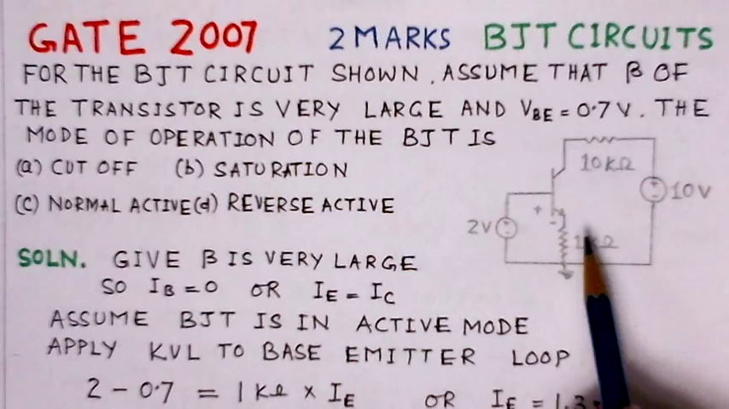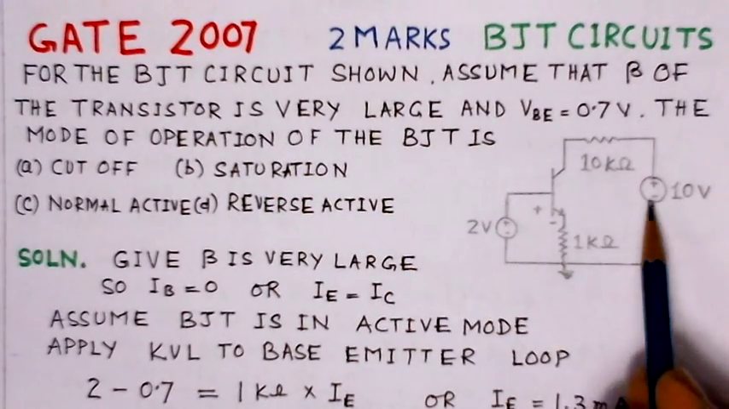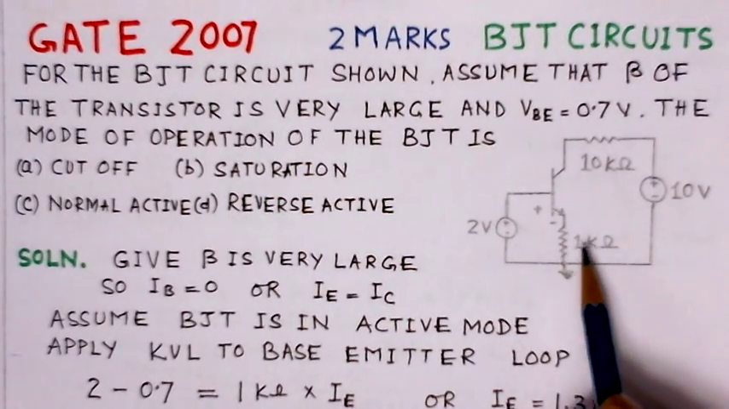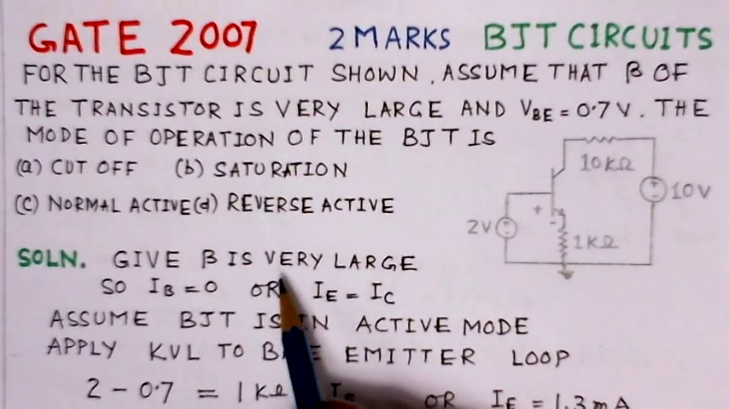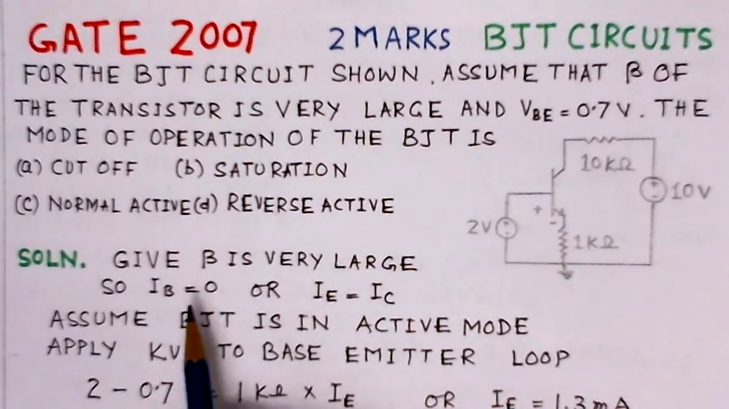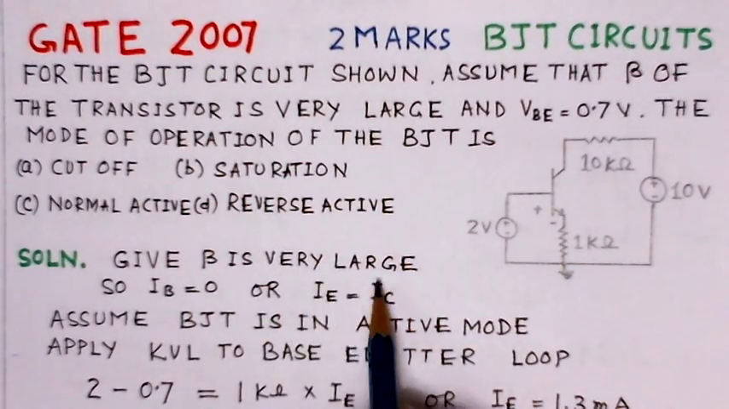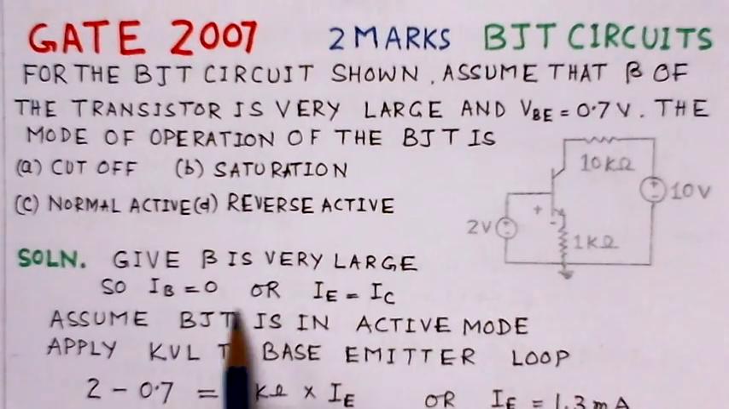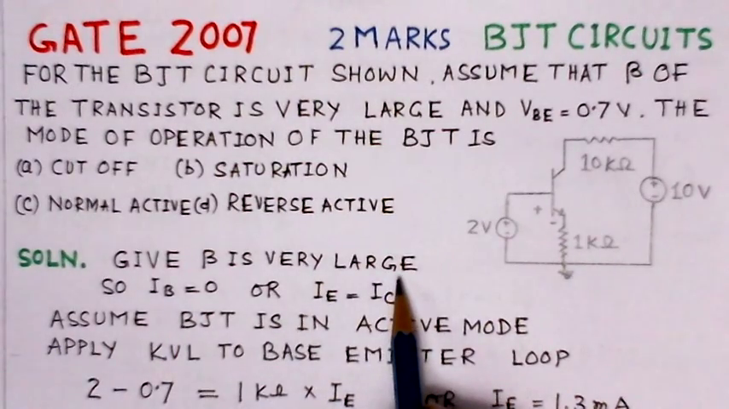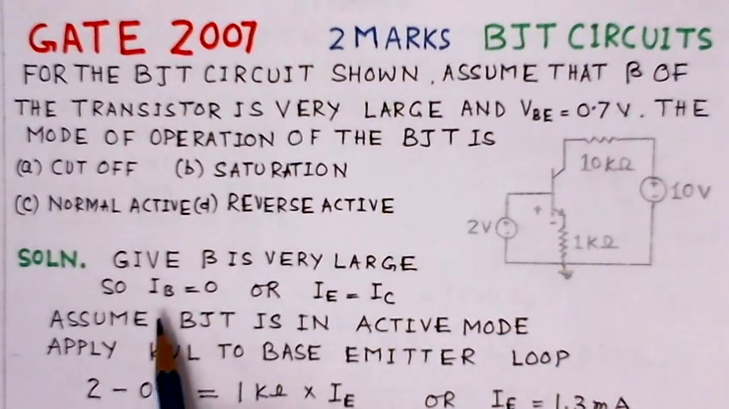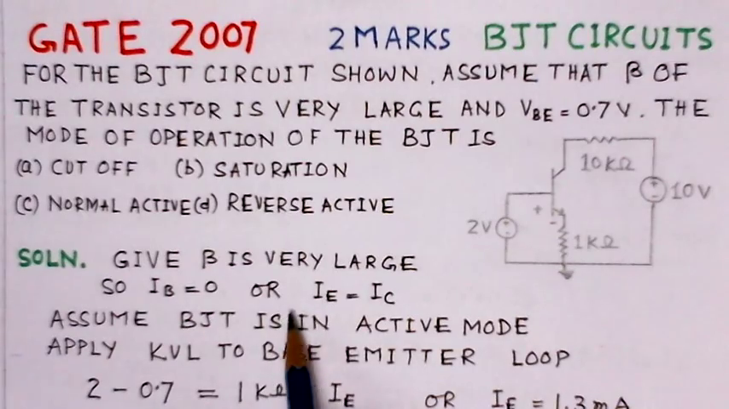So in this problem the BJT in a circuit is given, and we have to find out in which mode of operation the BJT is operating in this circuit. Here it's given that beta is very large, and if the beta is very large, the base current is nearly 0, and that means the emitter current would be nearly equal to IC, the collector current.